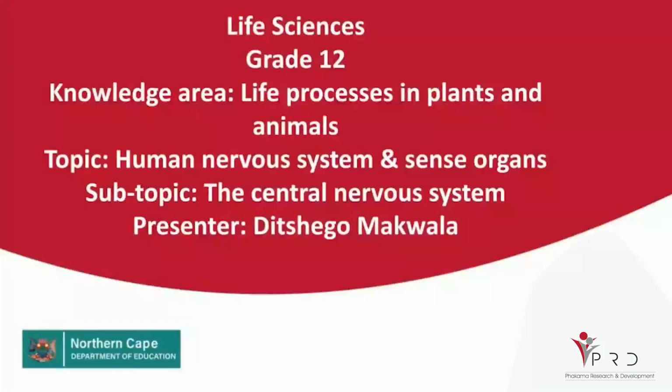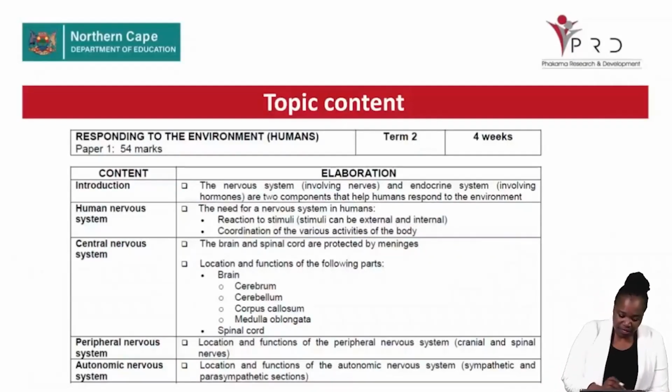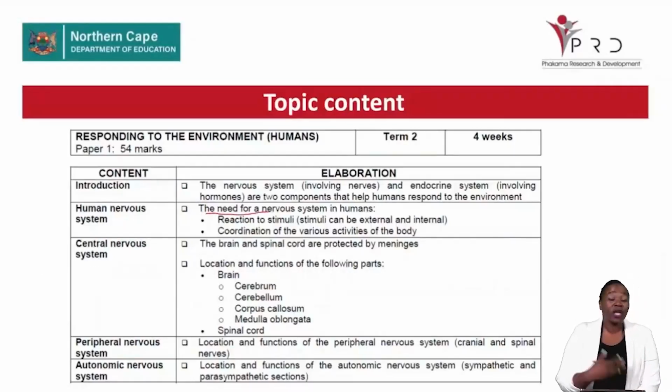And then we are going to look at the central nervous system. We're going to focus on the central nervous system, which is the brain and the spinal cord. However, in today's lesson, we are just going to focus on the brain, and we will look at the spinal cord in the next few lessons. All right, so as I have said, we are going to look at the nervous system, whereby we are going to look at why it is important. Why do we need the human nervous system, right?